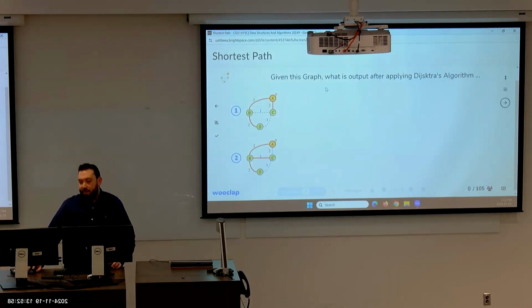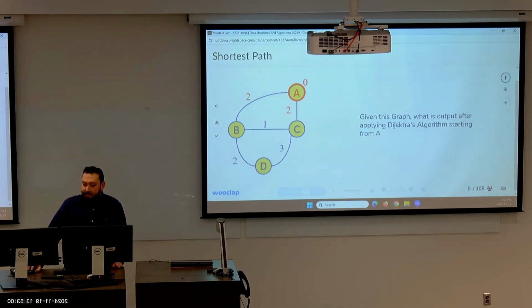Now, let's do this together, guys. Given this graph, what is the output after applying Dijkstra algorithm starting from A? And I'm telling you before you answer. Who answered before I gave them the instruction? So follow the order. If in this case they are both equal, B and C, go to B. Because you can have two different answers. But we're asking if you want to go to B.